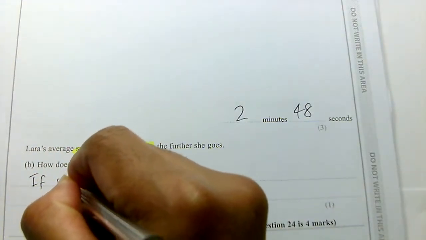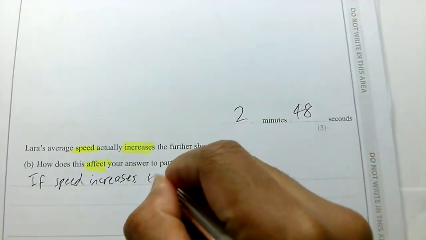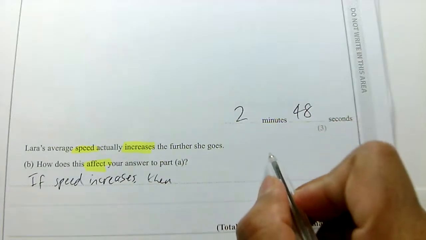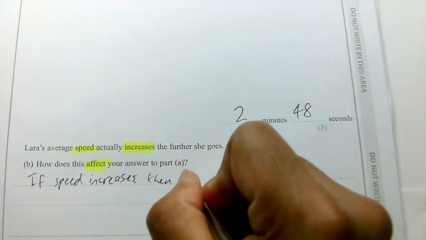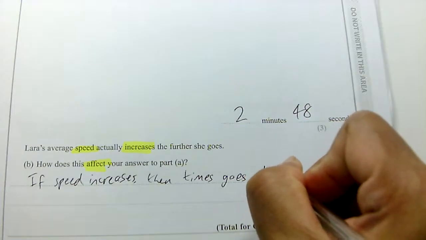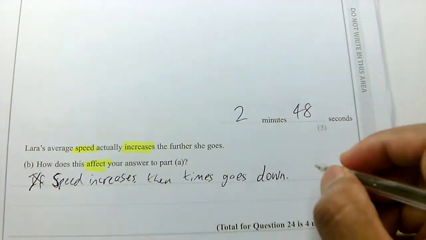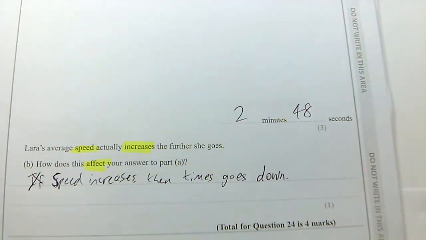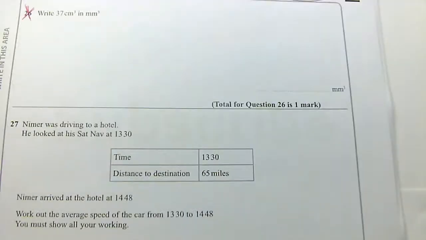So if the speed increases, then I'm going faster. If I'm going somewhere faster, it should take me less time. Then time goes down. In other words, I don't need to write more: if speed increases, then time goes down. That's it, that's enough. Okay, let's go to the next question.